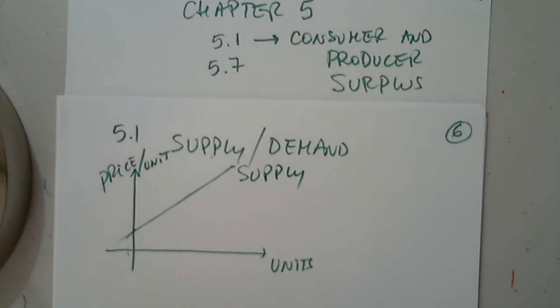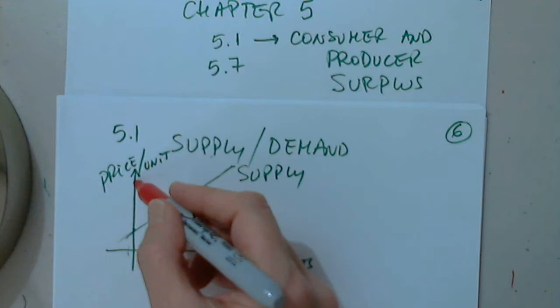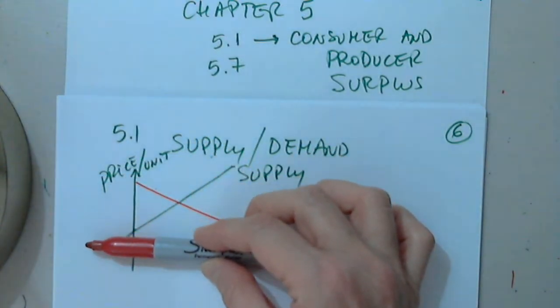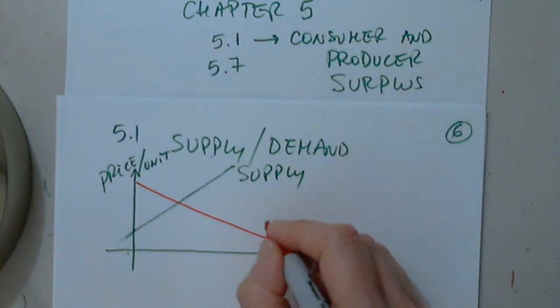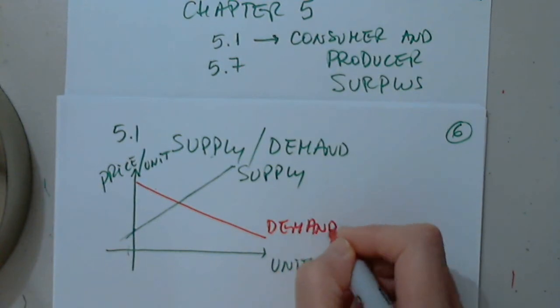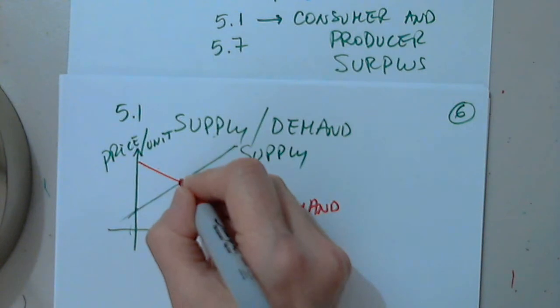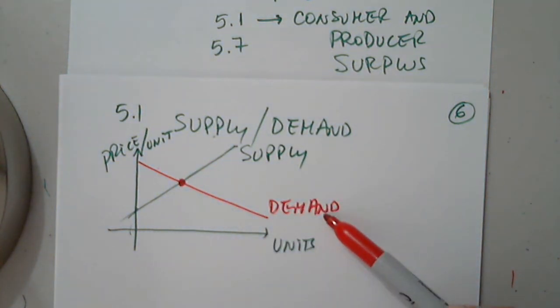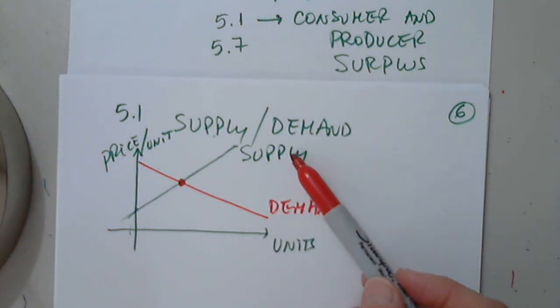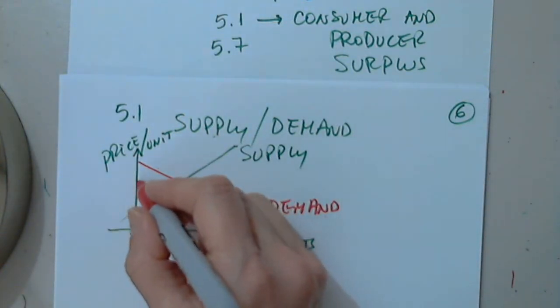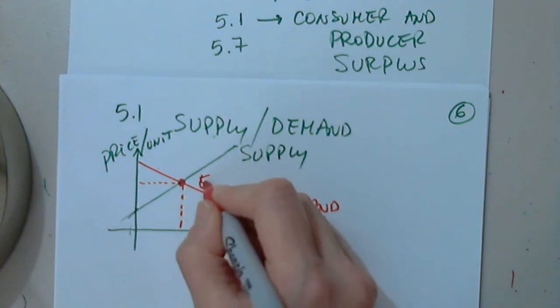What about the demand function? It's the opposite, right? We are willing to buy more units when the price gets lower. So this is the demand function. Of course, this is a point in which the consumer and the producer are happy, so to speak. It's what's called the equilibrium point.